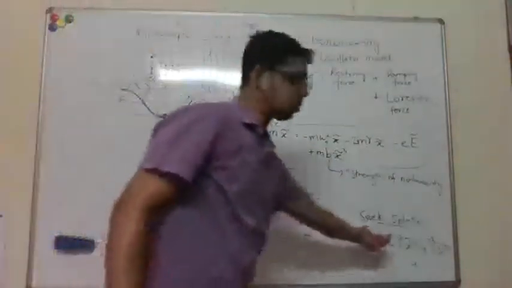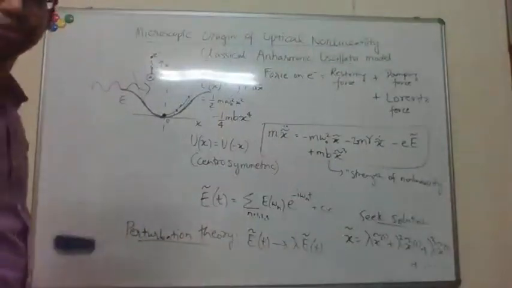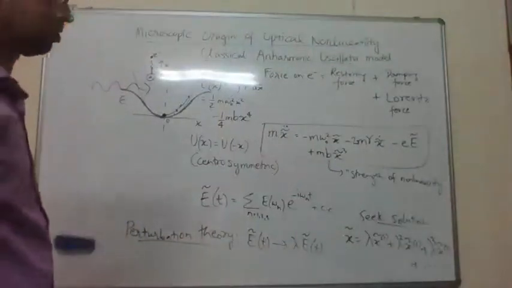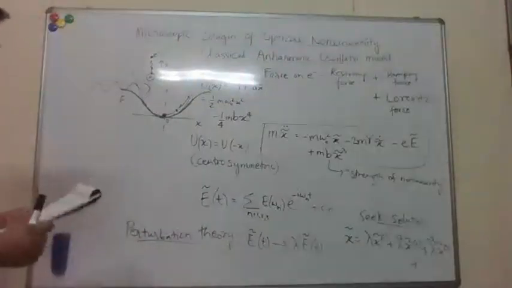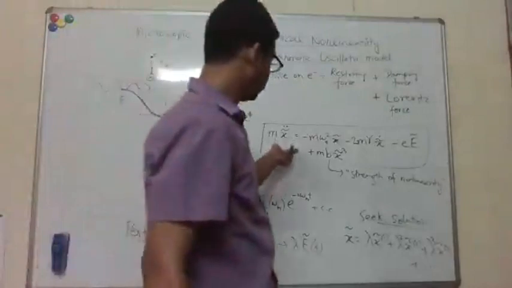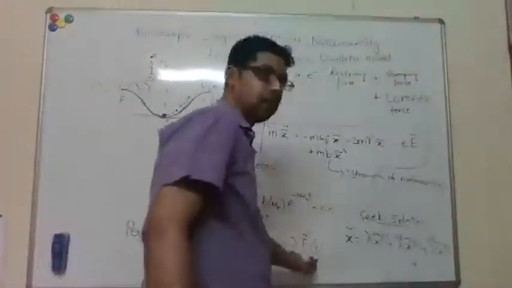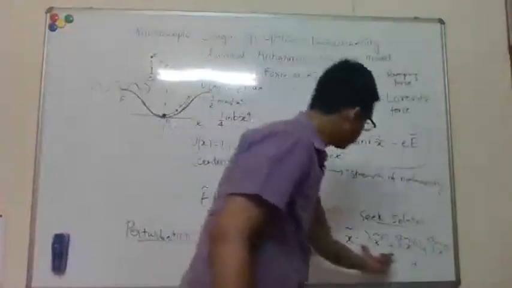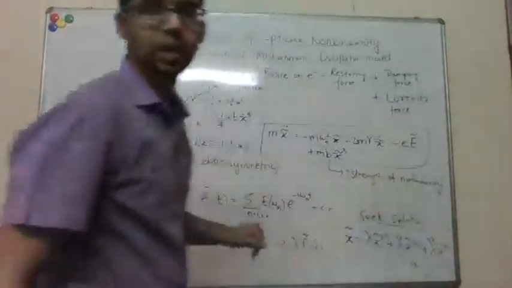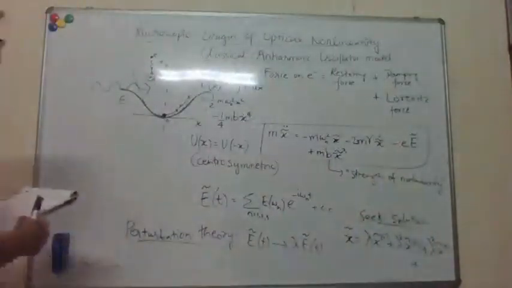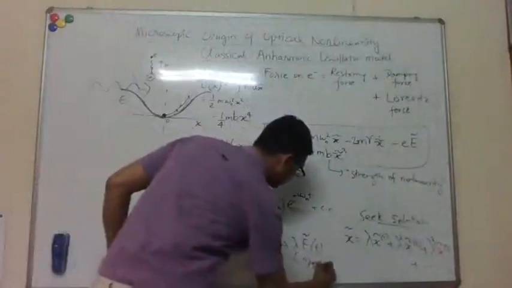So hopefully this is somewhat familiar from your, I don't know, quantum mechanics course or mathematical physics, right? So basically in this equation, we just replace E by lambda E, and then plug in x by this solution, right, as a power series in lambda. So lambda is some perturbation parameter.